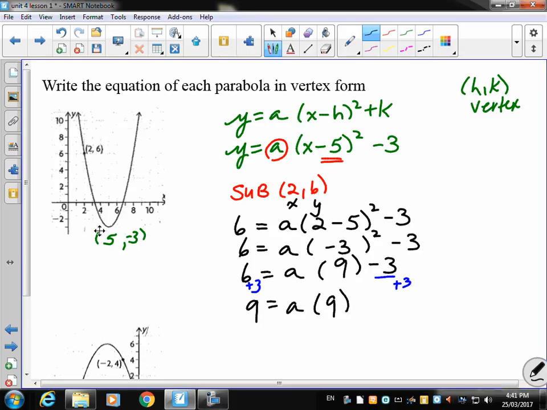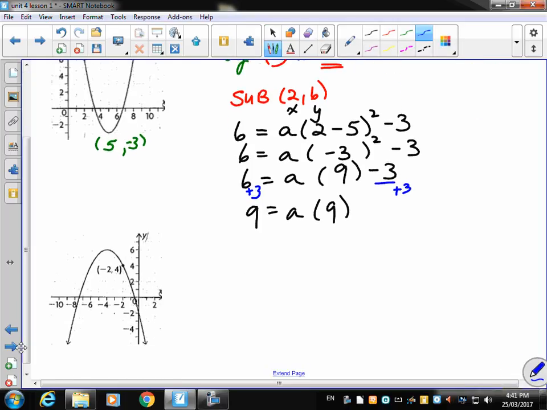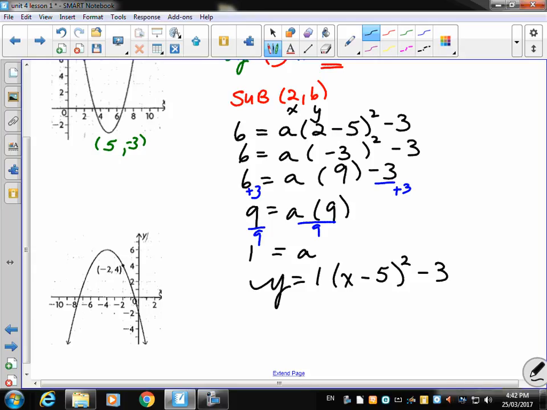To get A by itself, I want to get rid of that multiply by 9 business. So I'm going to divide both sides by 9. A equals 1. So final answer, y equals 1 times x subtract 5 squared, subtract 3.